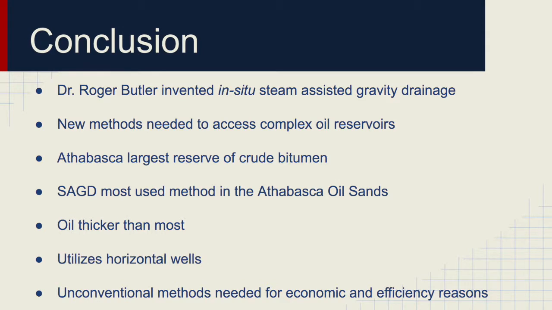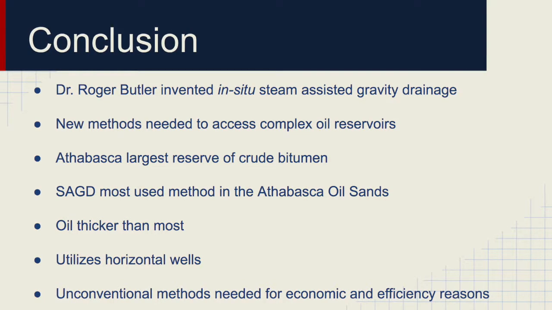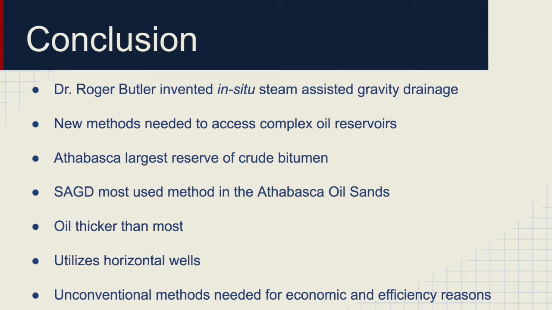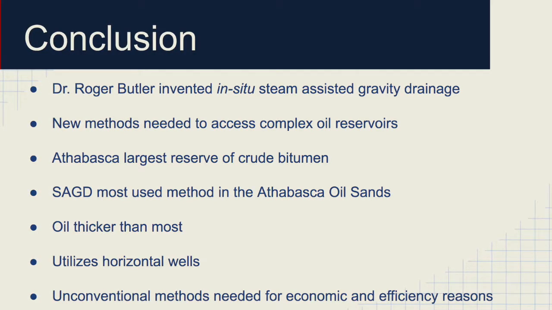As previously mentioned, the largest known reservoir of crude bitumen is the Athabasca oil sands in Alberta, Canada. This reservoir contains approximately 135 billion barrels of oil. However, this reserve cannot be mined using conventional methods because of its depth.